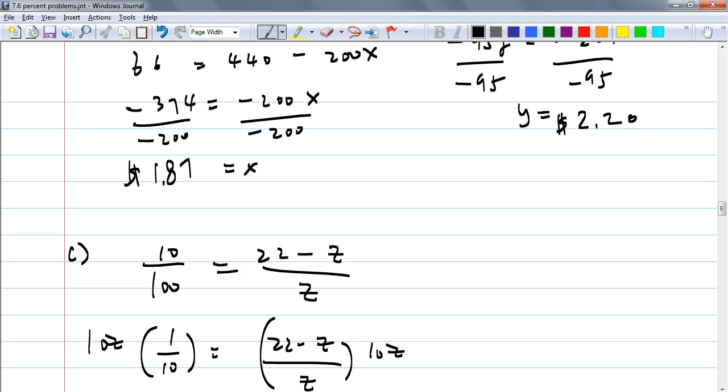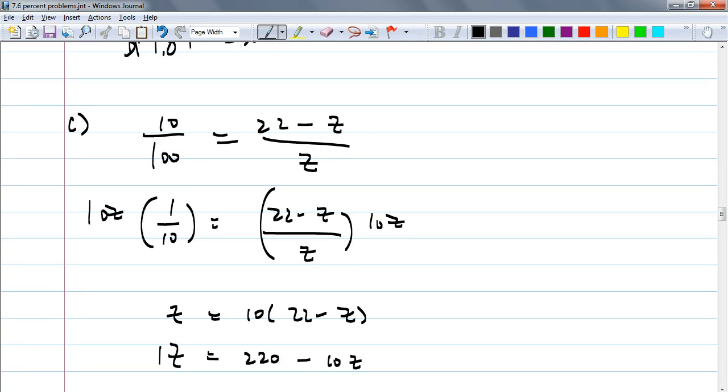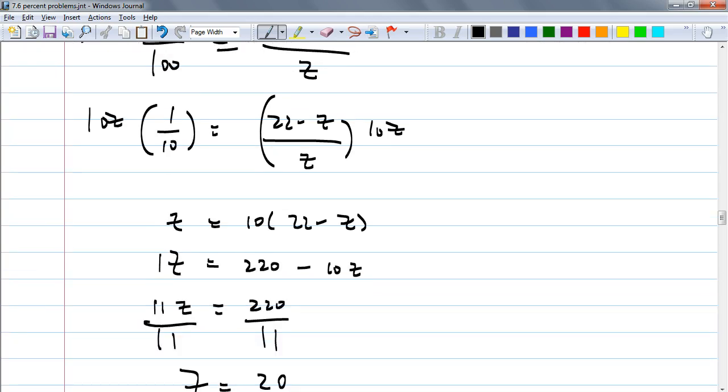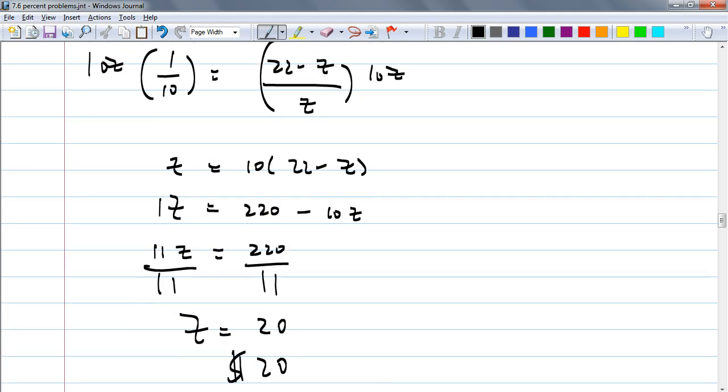Did you all do this? Yes. Okay, so you get z equals 10 times 22 minus z. Did you all get 20? Yep. Okay, that's what I got. So you get 20 as your answer, right? Any questions? Okay, if you didn't get 20, please check it with your group. Make sure you have 20. Here's the work, okay?